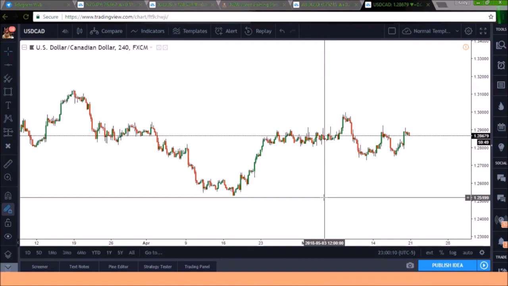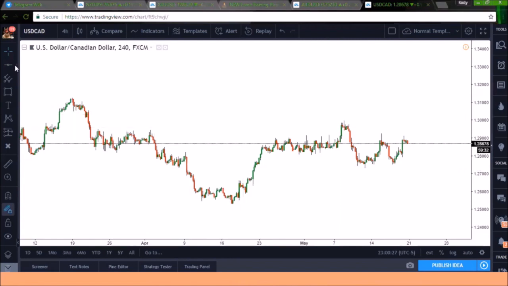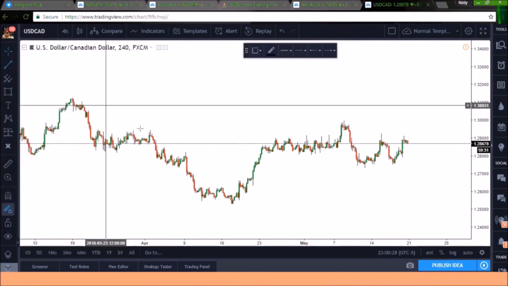So I want to walk you guys through a trade that we actually took and called about a week or two ago on USD CAD. And I want to show you guys how we exited this trade, okay? And first thing we're going to look at is why did we enter? And the entry was pretty simple.